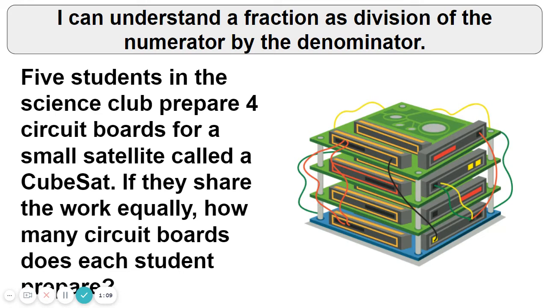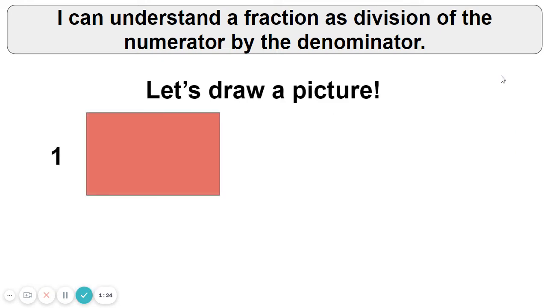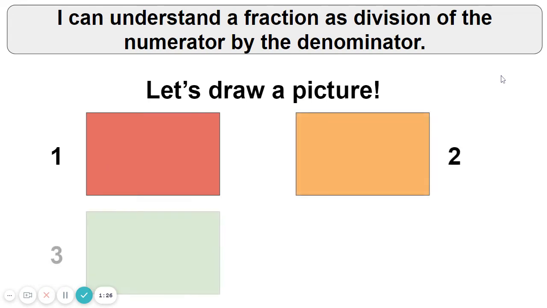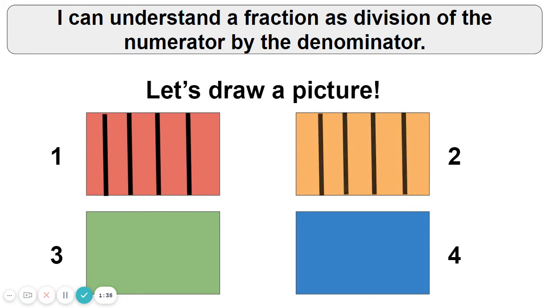So 5 students in the science club prepare 4 circuit boards for a small satellite called a CubeSat. If they share the work equally, how many circuit boards does each student prepare? So we're going to draw a picture first. So here are my 4 circuit boards. And I remember from my problem that 5 students are working on these. So I'm going to split each one into fifths.